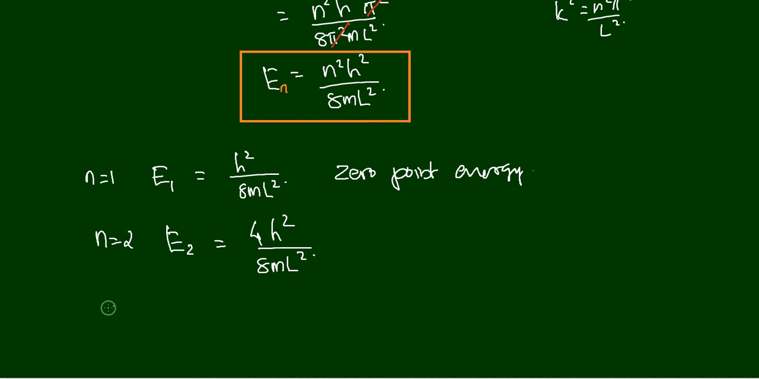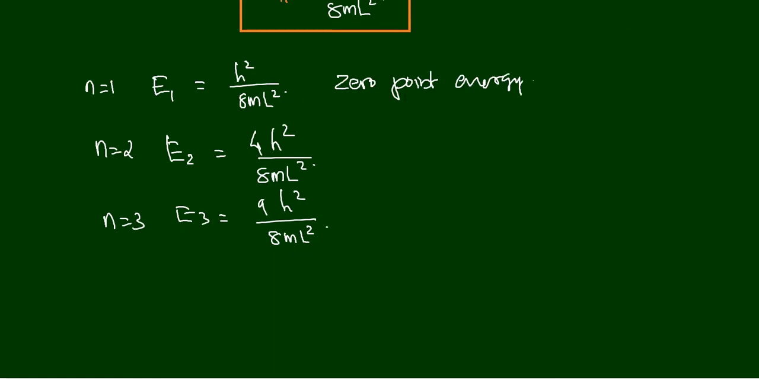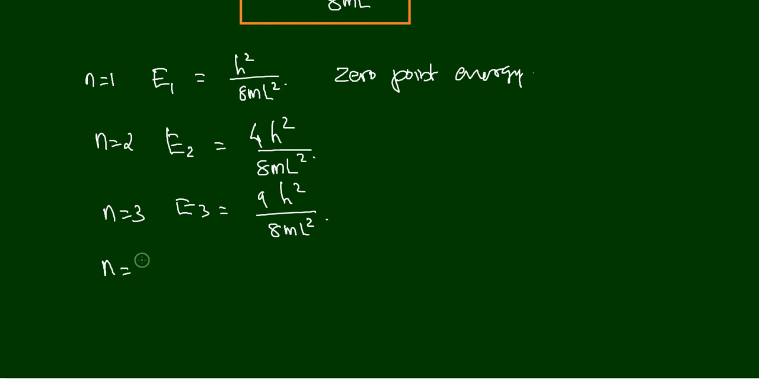In the next case, n is equal to 3. E3 is equal to 3 square, that is 9 h square divided by 8 m L square. And when I am going for E4, means n is equal to 4 state, E4 is equal to 16 h square divided by 8 m L square. So in all these cases, h square divided by 8 m L square is the minimum energy.